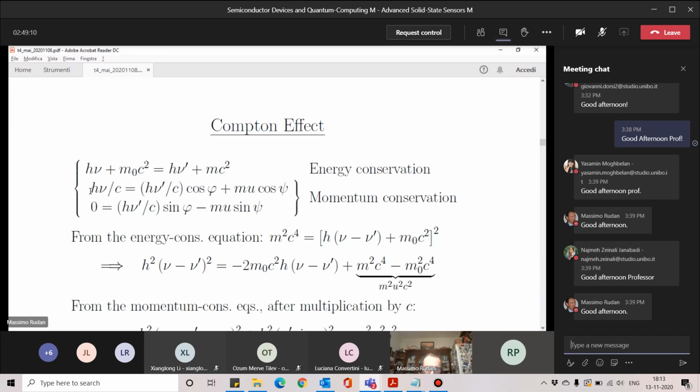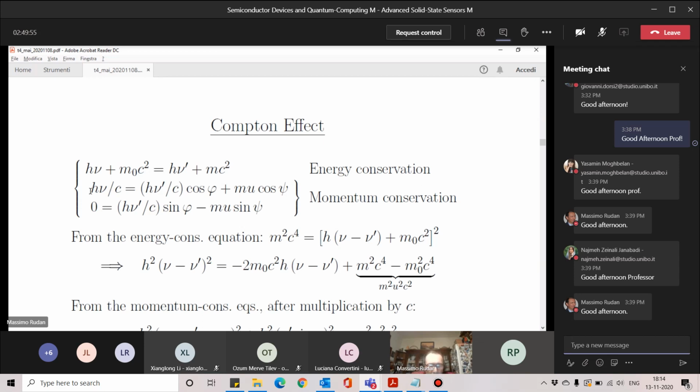When we go to the y-axis, of course, we have 0 on the left. Then the component of the photon momentum with respect to the y-axis will be h-ni prime over c times sine of phi, and that of the electron will be minus mu times sine of psi. Of course, there is a minus because if the photon is deviated up, the electron must be deviated down, because the total of the two momenta must be zero, and vice versa.